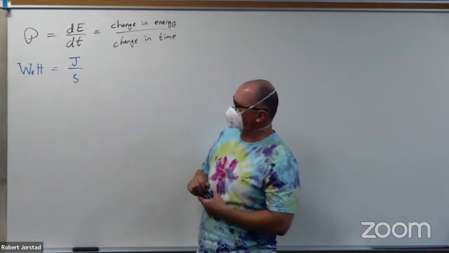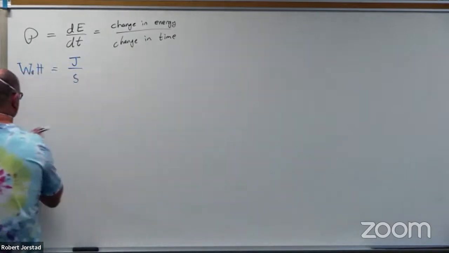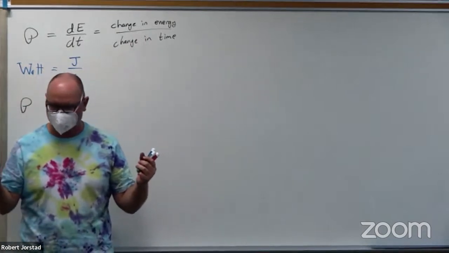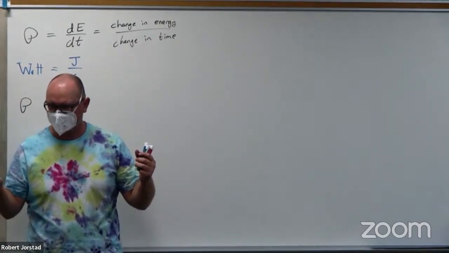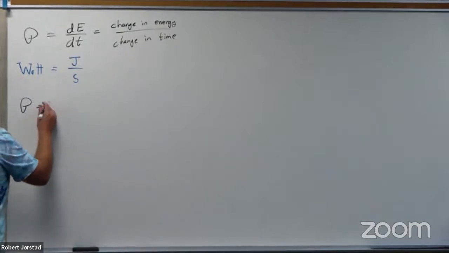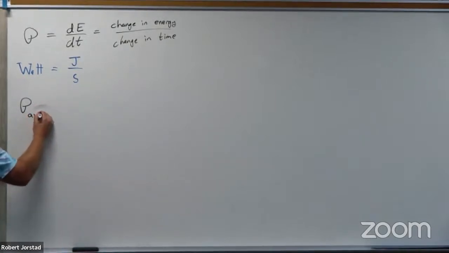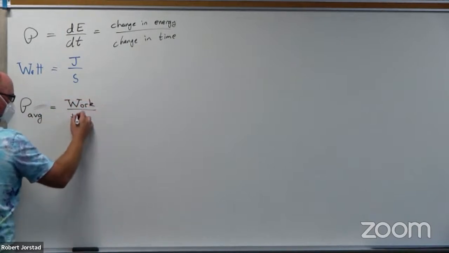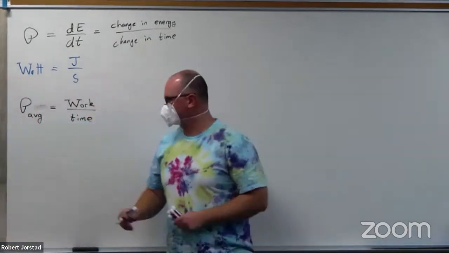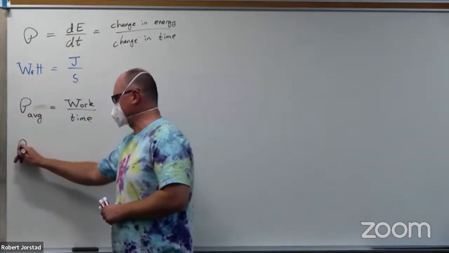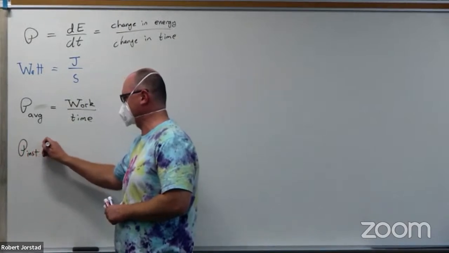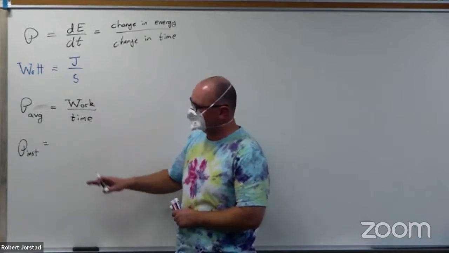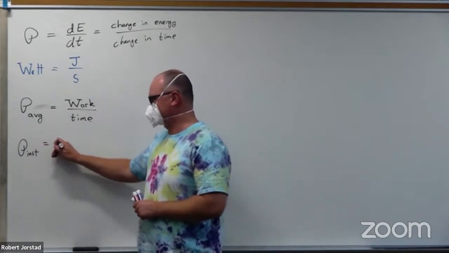Now, in this case, there are oftentimes 2 other equations that we might relate this to. Change in energy. Have we talked about anything today that's related to change in energy? Work. So sometimes what you'll see is the average power is equal to work over time. And finally, one last way of writing this, we'll see power instantaneous at any one instant. So this is the average power, the total amount of work over the total time.